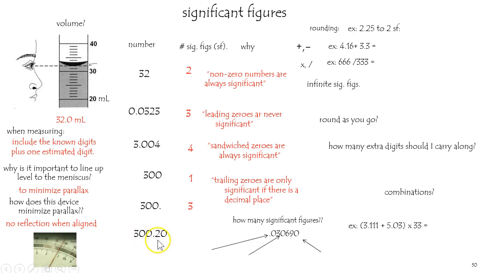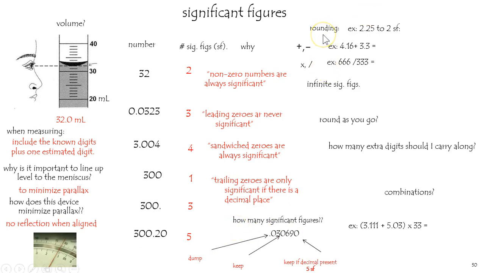Let's apply it to this number here. We've got some sandwich zeros, which we always keep. We got some non-zero numbers, which we always keep, but we have a trailing zero, which we keep because there's a decimal place, and the answer is 5 significant figures. Let's apply it to this one, and let's talk number by number. That leading zero, always dump them. That sandwich zero, always keep it. Non-zeros, always keep them. Trailing zeros, keep if there's a decimal place, and there is, so we're only dumping the leading zero. This number has 5 significant figures.